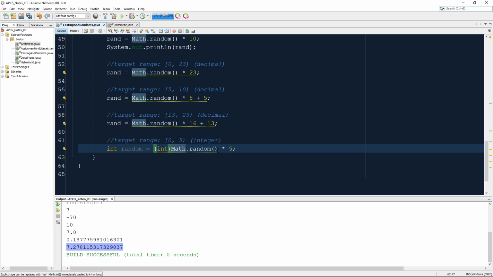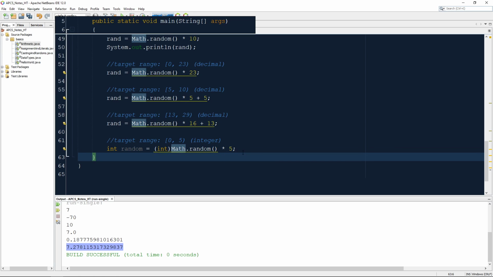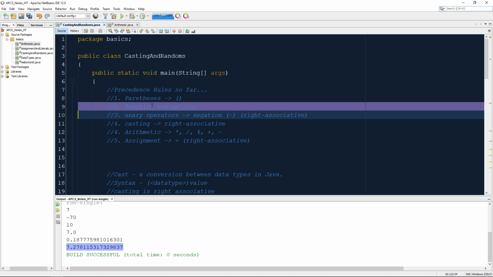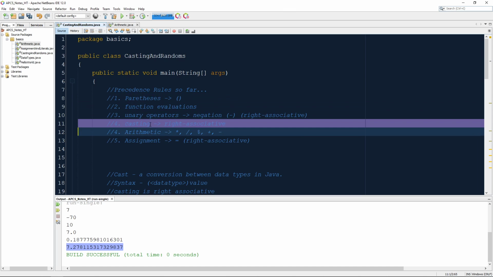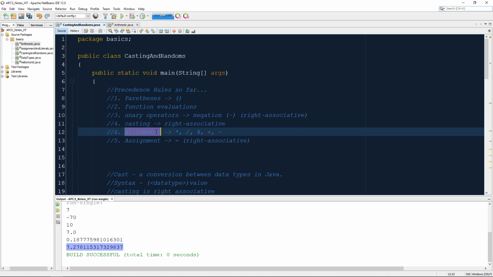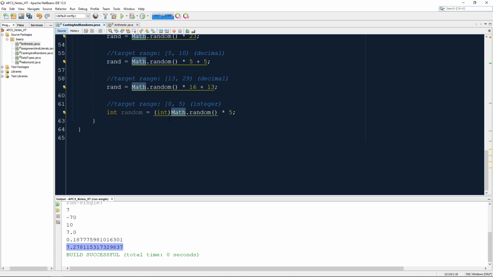Now we have to ask ourselves, is this the correct way? And remember, the precedence that we established up at the top was we said that we do parentheses, function evaluations, unary operators, and then casting. So we're going to evaluate a function and get an answer, then we're going to cast, and then we're going to do arithmetic. So in this formula, we recognize math.random is a function, int is a cast, and then the multiplication. So unfortunately, this is not going to work.